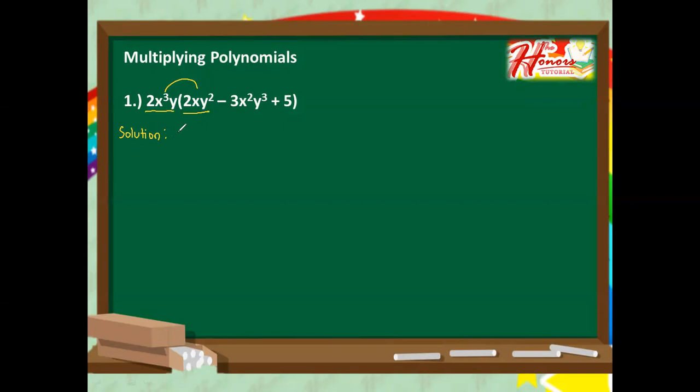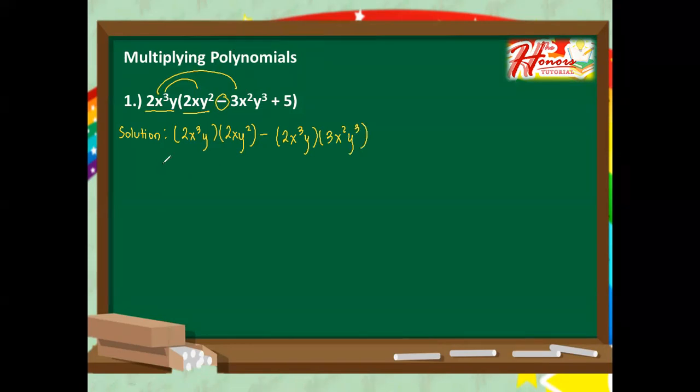Let's multiply now. So that is the quantity of 2x cubed y times 2x y squared, minus, please copy this operation, 2x cubed y times 3x squared y cubed, plus, let me write it here under, the quantity of 2x cubed y times 5. And then we are going to solve for it now.